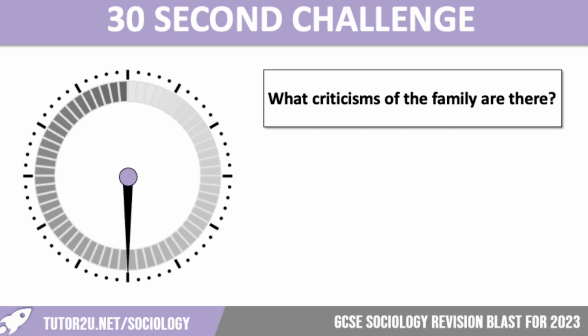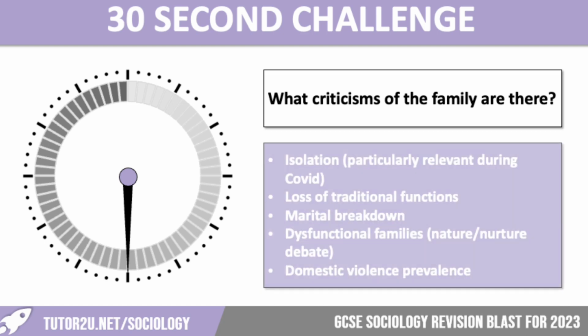Okay, how many did you manage to come up with? Let's have a look. So we've got isolation. This was obviously particularly relevant during the COVID pandemic. We've got the loss of traditional functions. This is a massive criticism from people like Charles Murray in the New Right. We've got marital breakdown. We've got the idea of dysfunctional families, so that whole debate around nature and nurture. And also there's the prevalence of domestic violence taking place in the family.